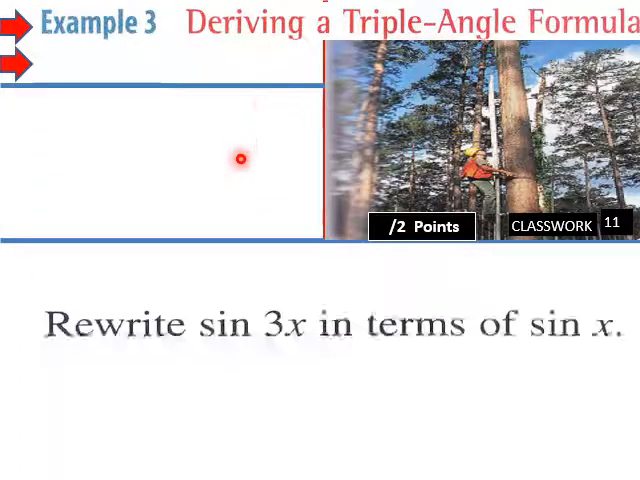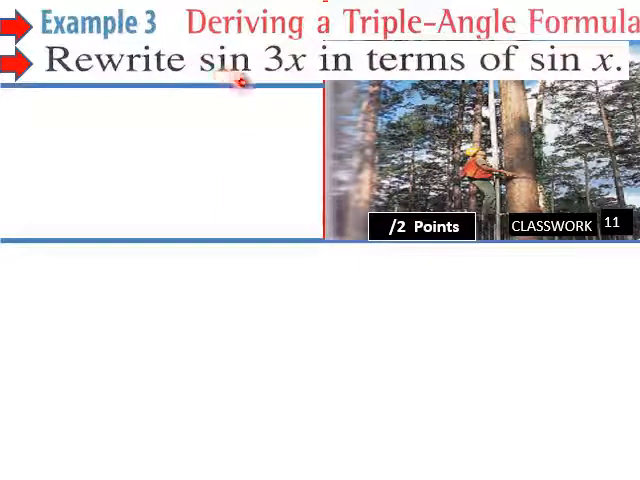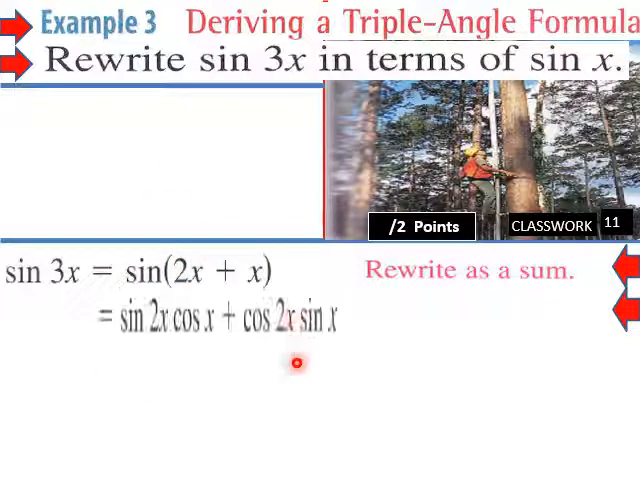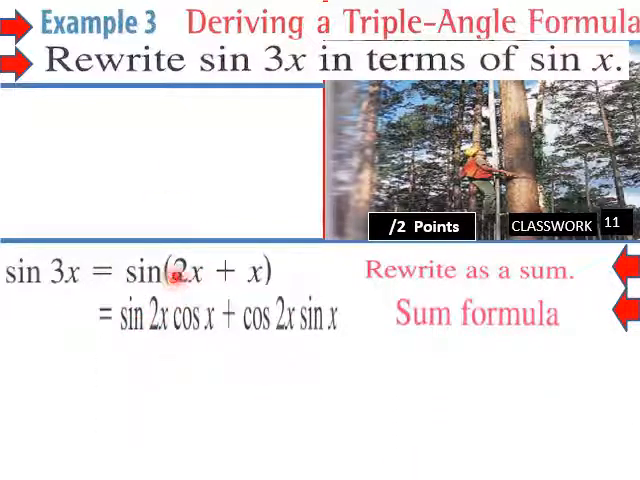Example 3, deriving a triple angle formula. Rewrite sine 3x in terms of sine x. So to reduce it down to just sine x, sine 3x equals sine of 2x plus x. Rewrite as a sum. Once we have that, we can use a sum formula: sine 2x cosine x plus cosine 2x sine x. This is our sum formula that we plug into.